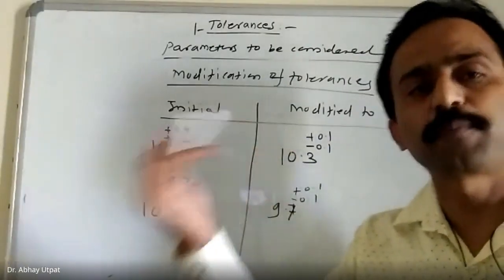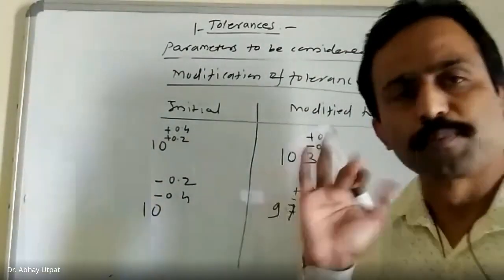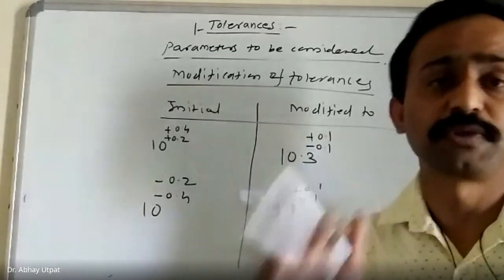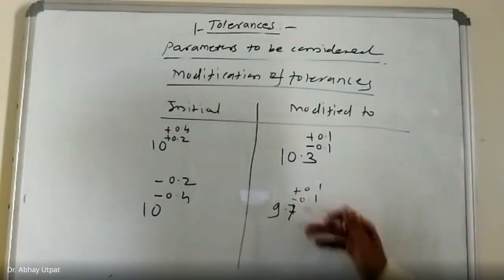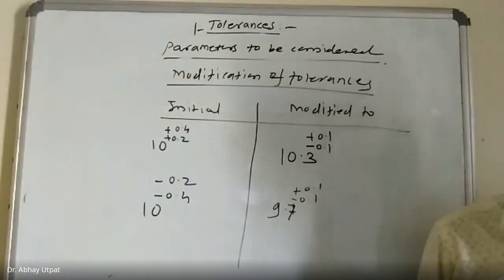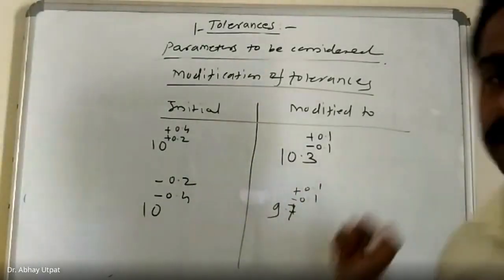If it is 9.8, okay, I will accept. So the minimum requirement is that 9.7. You must make the dimension 9.7, and plus 0.1 minus 0.1 is accepted. So that's why the important principle of modification of tolerance is explained here.